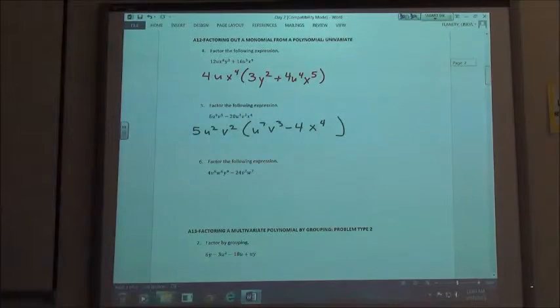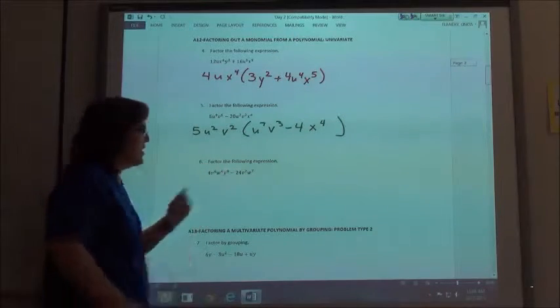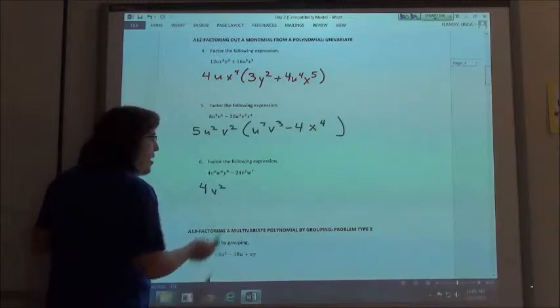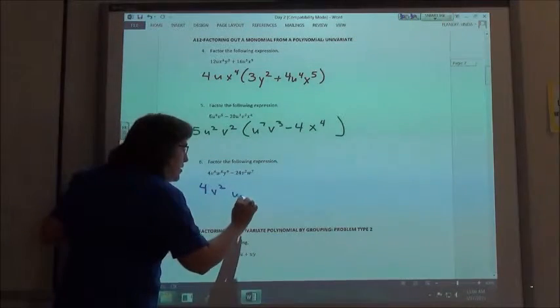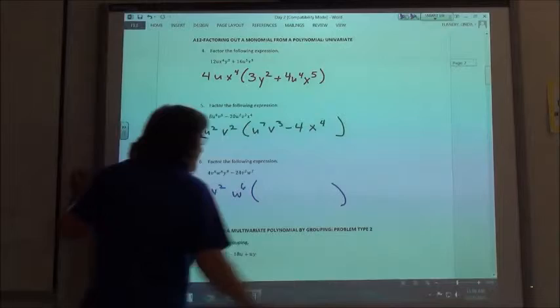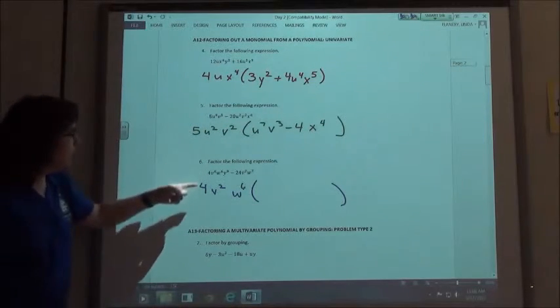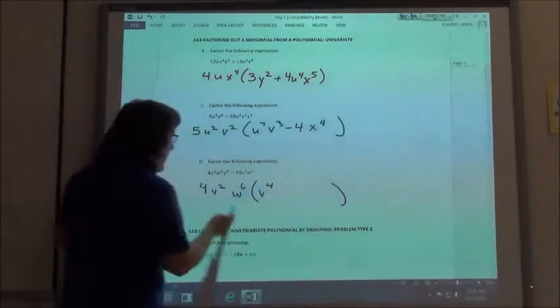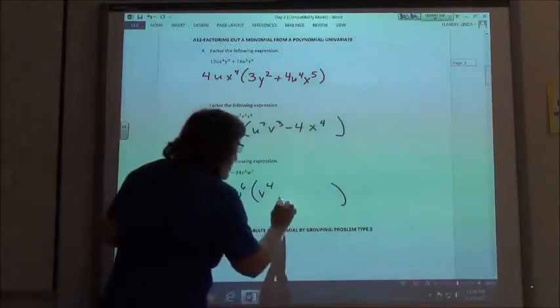And one more factoring there. I'm going to factor out my greatest common factor. In this case, both of these are divisible by 4. I can also take out a v squared, and I can take out a w to the 6th. So I'm left with 1 v to the 4th. The w's are going to be gone.